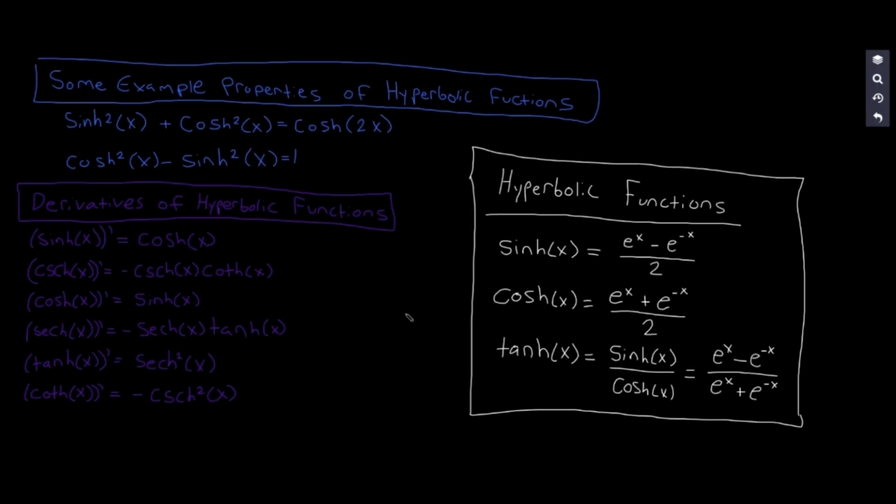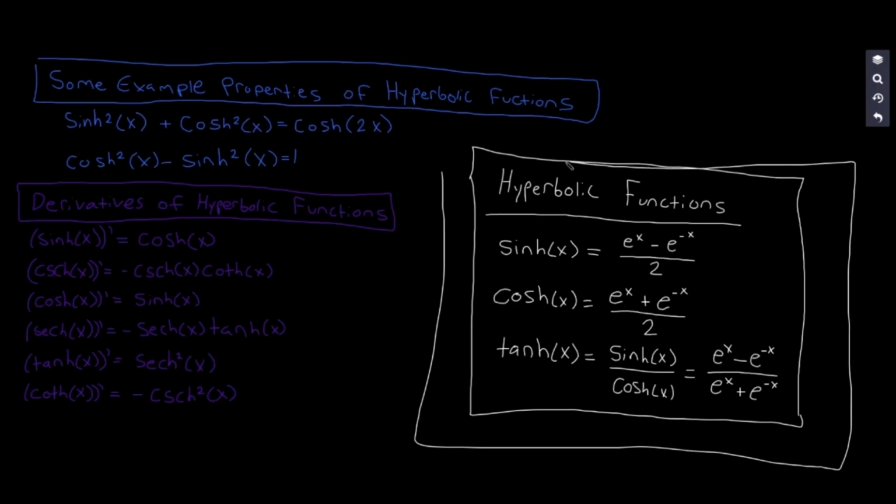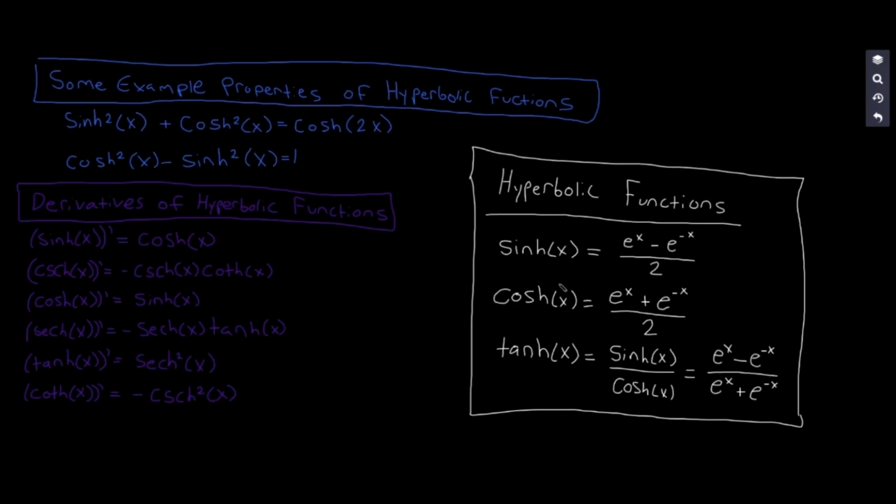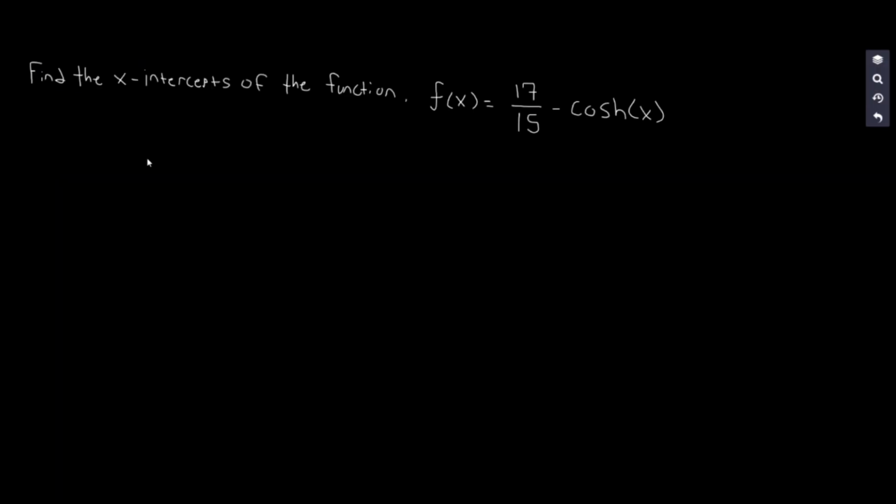Right, and now for you, I have written out some example properties of hyperbolic functions as well as the derivatives of hyperbolic functions, and I showed what the hyperbolic functions are made up of for sinh of x, for cosh of x, and for tanh of x. Go ahead and kick off an example question here. It says to find the x-intercepts of the following function. f of x equals 17 over 15 minus cosh of x.